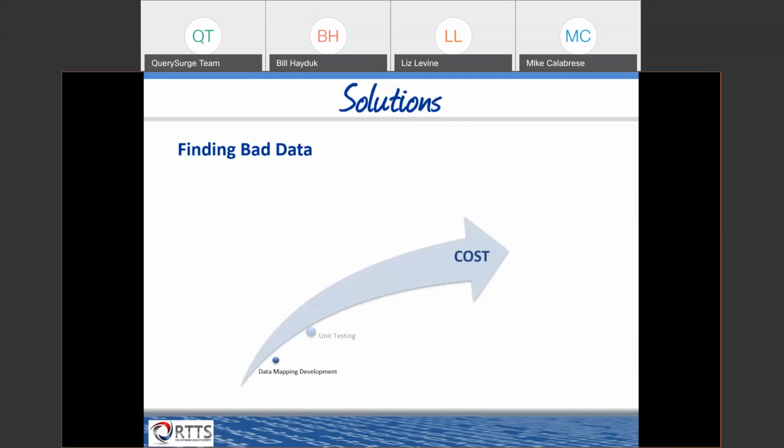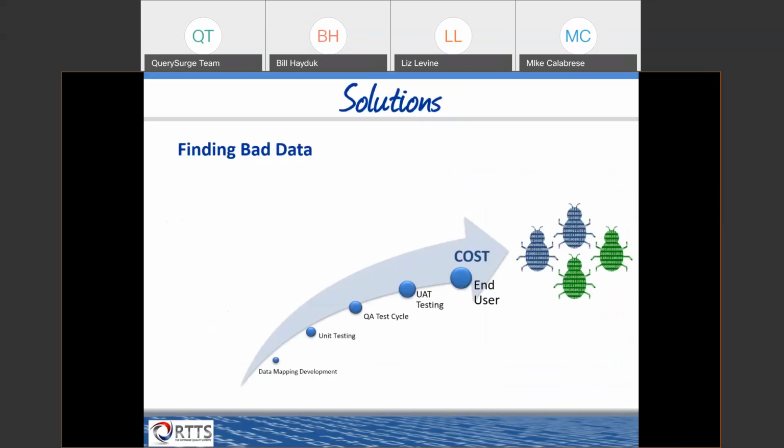We'll start with finding bad data, and the point at which you find this bad data is key here. If it's an end user, a customer or an executive that's viewing a business intelligence report, you'll see that the cost increases tremendously compared to identifying these earlier in the cycle. It's going to cost you in reputation, in resources and in dollars. So the earlier you identify these issues, the better. The majority are going to be found in the QA test cycle, which is the focus of that cycle, to identify and flesh out any of these issues.